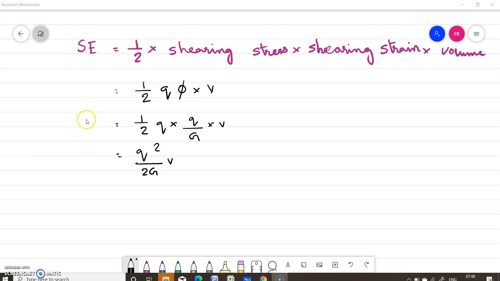We can write this strain energy for shear also in another form. Strain energy for shear is half into shearing stress into shearing strain into volume. So you will get half into Q into phi into V, or instead of phi, substituting Q by G, you will get strain energy equal to Q square by 2G into volume. Okay, so you must remember this equation: strain energy for shear is equal to half into shear stress into shear strain into volume. Thank you.